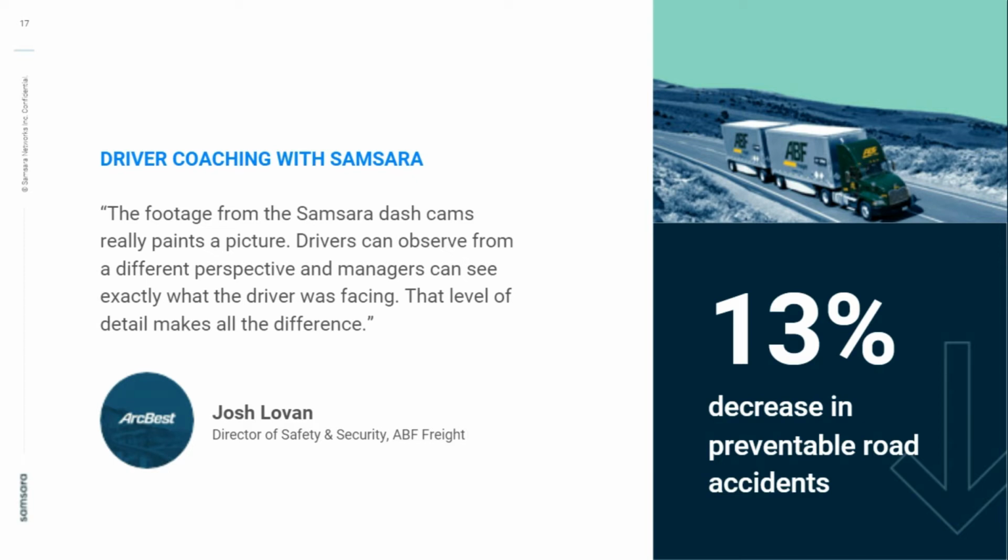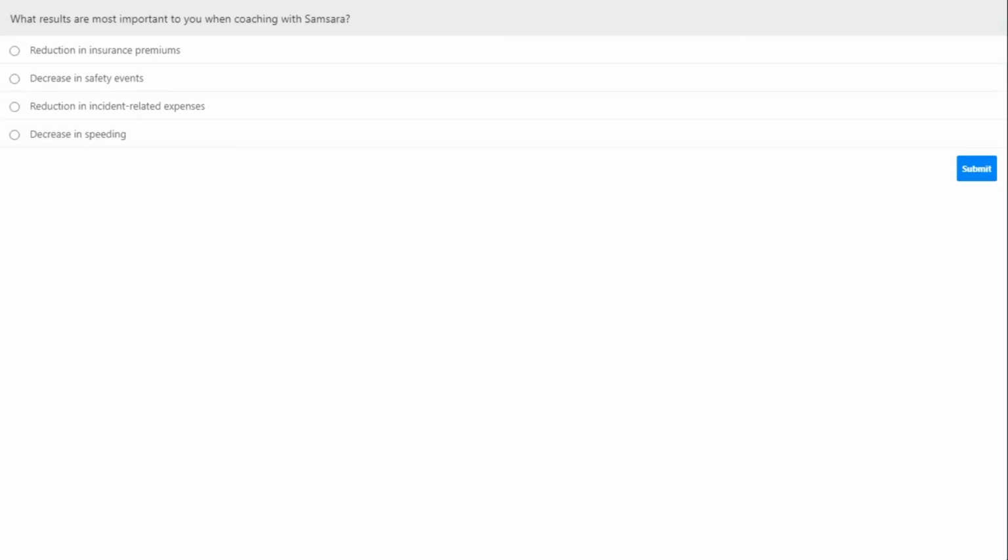So clearly we've seen results from some of our top customers. But of course, these customers started and built their coaching program incrementally. And some of you may not even have a coaching program in place, and that's totally okay. But I'm just curious to know, what results are most important to you when coaching with Samsara? Is it a reduction in insurance premiums, a decrease in safety events, reduction in incident-related expenses, or even a decrease in speeding? So we have a couple options here. I'm going to take a couple of seconds for all of you to fill out the poll.